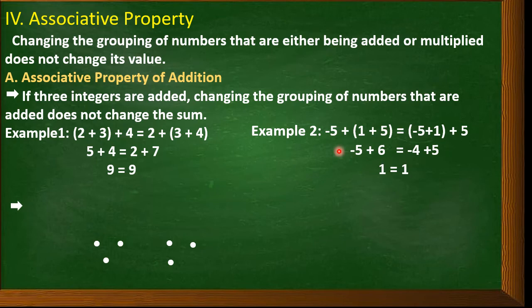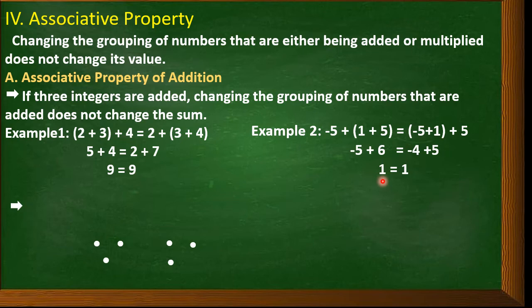Another example. Negative 5 plus the quantity of 1 plus 5 is equal to the quantity of negative 5 plus 1, plus 5. So in here, 1 and 5 are being grouped, while on the right side of the equation, negative 5 plus 1 are being grouped. Now let's try to check if we have the same answer. So bring down negative 5. 1 plus 5 is 6. Negative 5 plus 6, that is equal to 1.